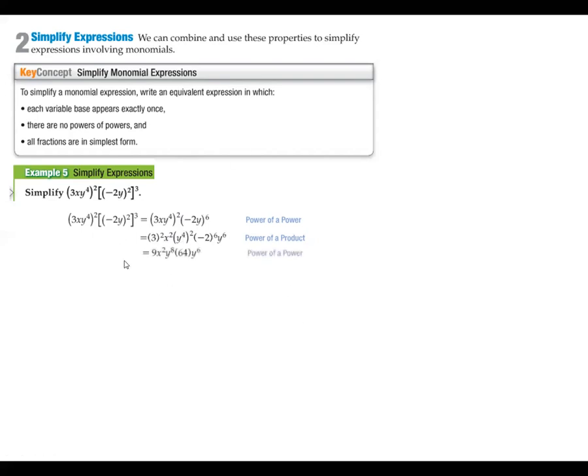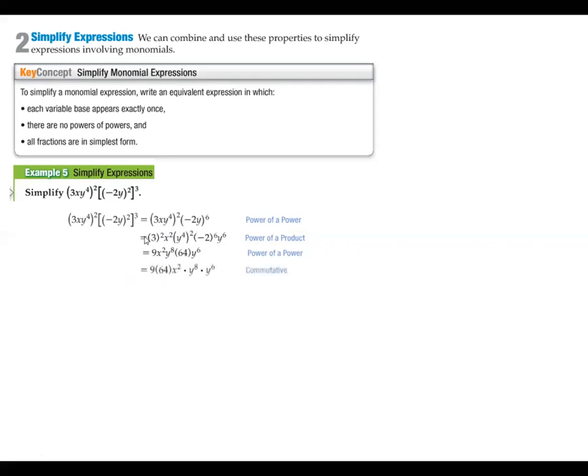Now I'm just simplifying a little bit here. The 3 squared is 9. The negative 2 to the 6th power is going to give you positive 64. And I'm simplifying also the power of a power here of the y to the fourth squared, which is y to the 8th.